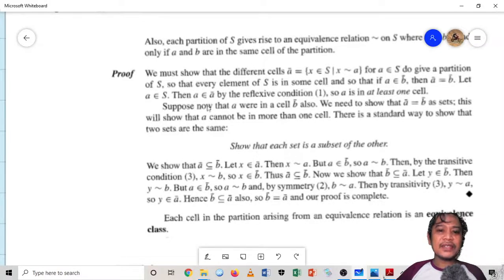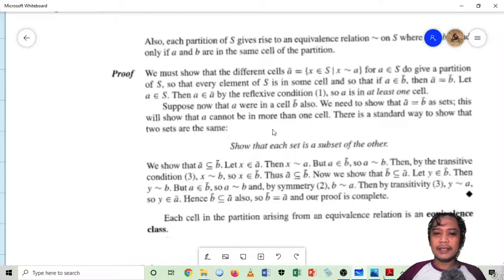Suppose there is another cell that contains A. Since we need exactly one cell, meaning at least one and at the same time at most one. So, the at least one is done. Suppose it is not at most one. Suppose there is another cell that contains A. Let's call that cell containing B, or B bar. We need to show that A bar is just the same as B bar.